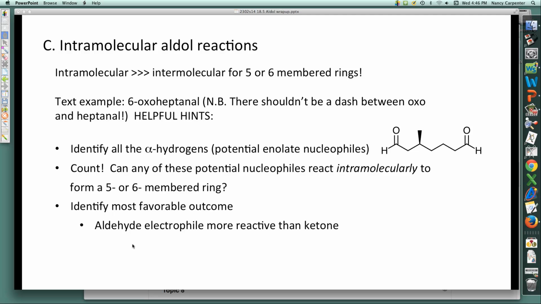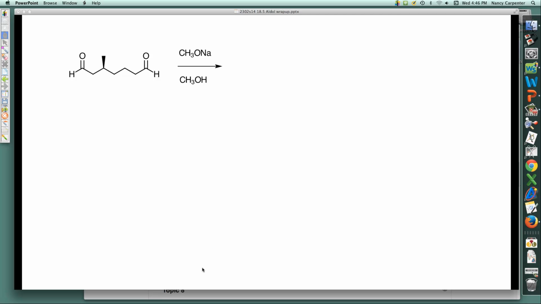Well, then we have to think, which one is going to be favored if one is more favorable than the other? The example we looked at in class and the example they present in the book, there is a favored outcome, because in that example there was an aldehyde and a ketone, and we found out that basically the aldehyde electrophile is more reactive, and so that is the ultimate product. So let's look at this one in a little bit more detail and show how you can figure out the product as long as you pay close attention to what you're doing.